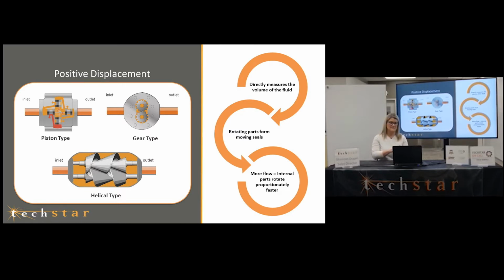And then as each gear rotates around or each piston shoves that much fluid or gas through, that's a known quantity. So it directly measures that volume of fluid every single time. The rotating parts actually form the seals, and the more flow, the more the parts rotate, and so the more counts you have, or the faster it's going to rotate around. So that's going to be proportional to flow.